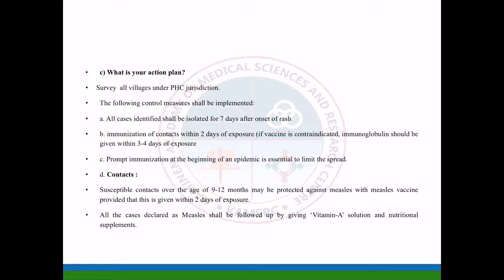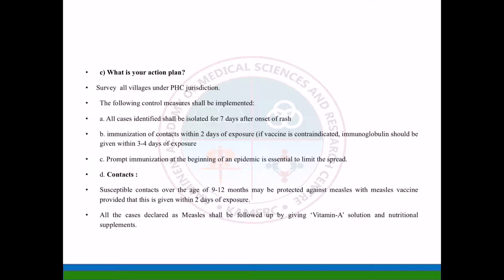All cases identified shall be isolated for 7 days after onset of rash. That is the incubation period. So for every disease you must be aware of the incubation period. And immunization of contacts within 2 days of exposure. So within 2 days we can immunize. If vaccine is contraindicated, immunoglobulin should be given within 3 to 4 days of exposure.